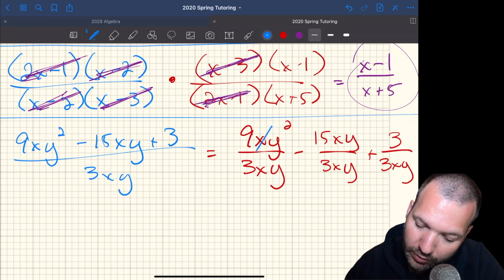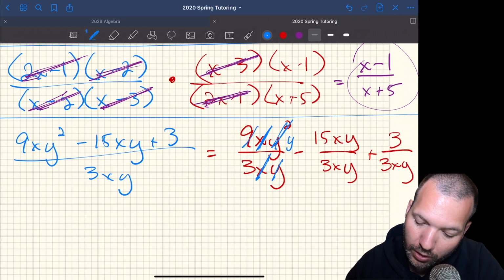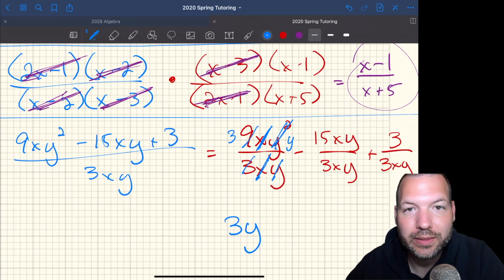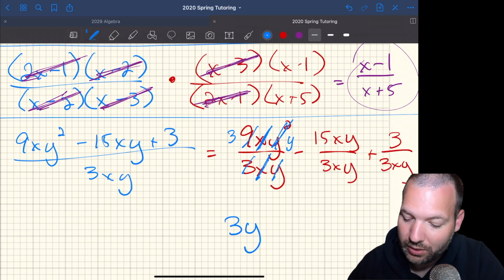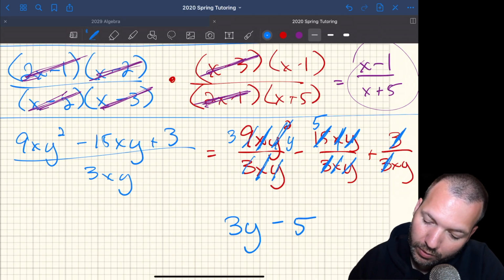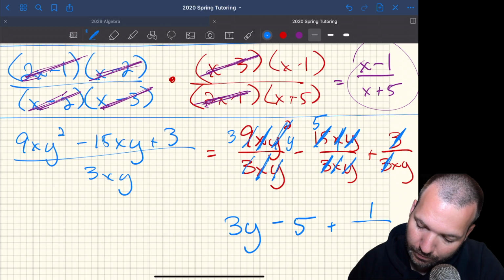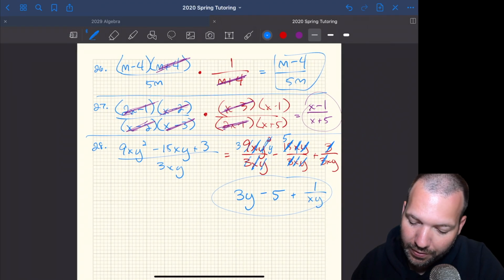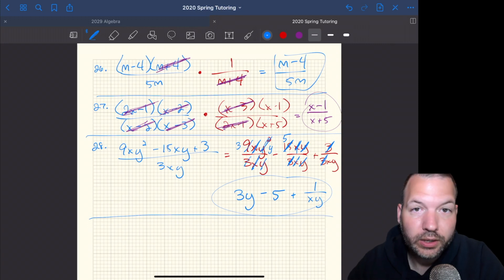And then cancel individually. For this first term, x and x cancel. y squared and y leave a y. 9 and 3 leave a 3. And again, because of the minus sign, that term is totally separate from anything else. So I'm just going to put 3y. 3 goes into 15 5 times. x cancels with x, y cancels with y, minus 5. 3 cancels with 3, and that's it. 1 over xy. And that's what they want to see on number 28.